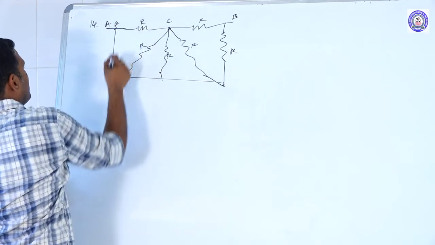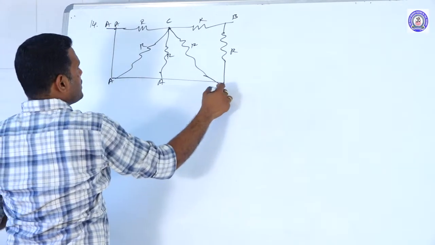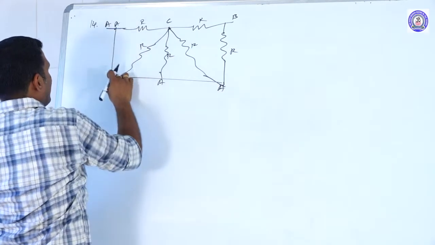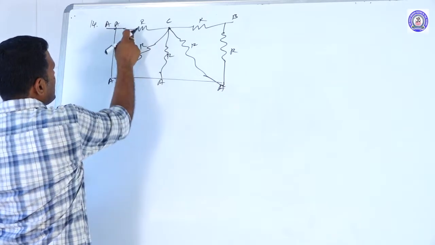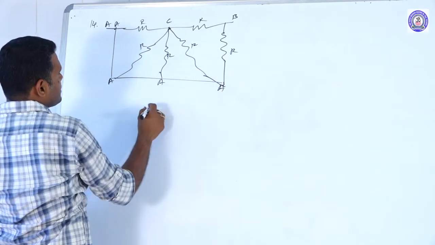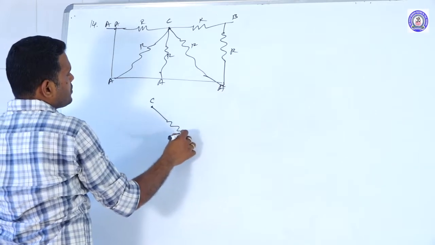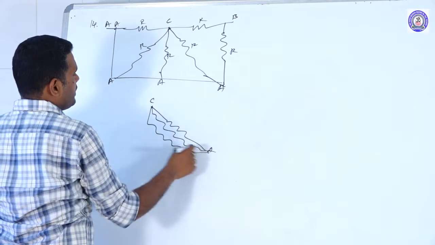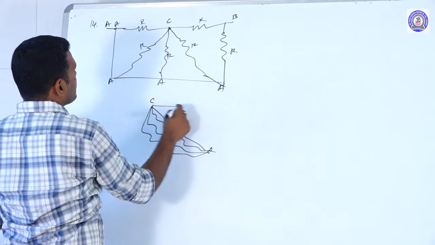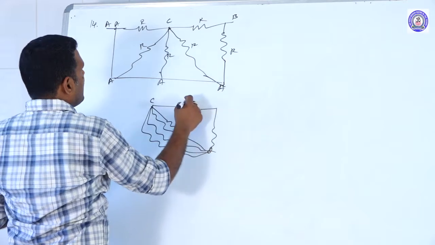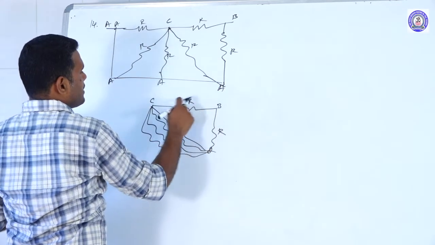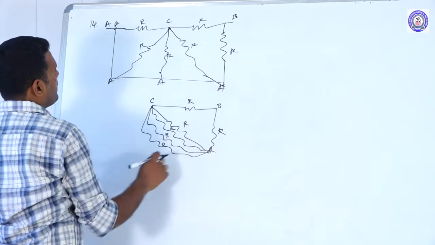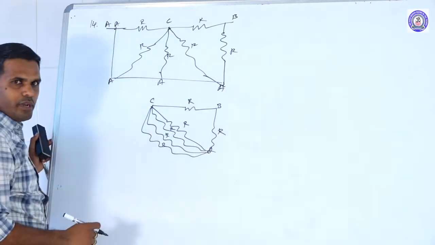If this point is A, then this point also has the same potential, this one also has the same potential. Up to this point they are at the same potential. So I can connect all the same potential points so that 1, 2, 3, 4, all the resistances will come in parallel from C to A. All the 4 resistances will come in parallel. And this resistance R and this resistance R are separate. These 4 resistors are connected in parallel because these are all common potential points.